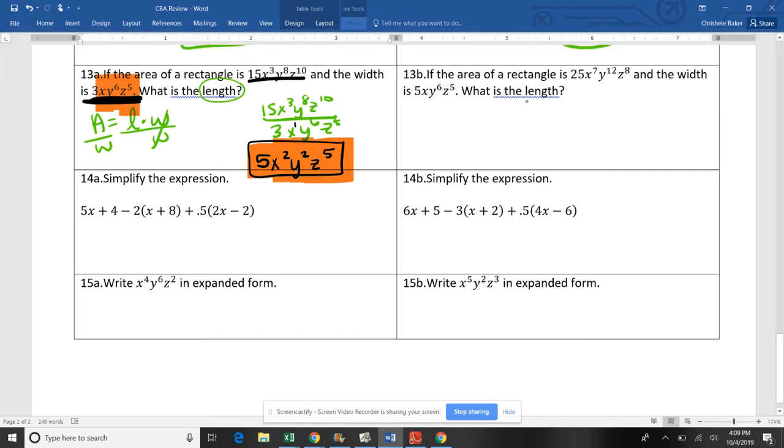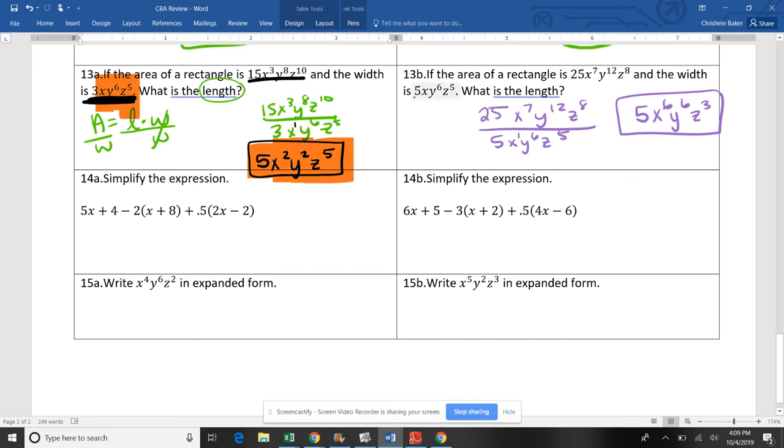So let's look at this one. Again, area is length times width. We're given width, we need length, so we need to divide 25x to the 7th, y to the 12th, z to the 8th, divided by 5x, y to the 6th, z to the 5th. 25 divided by 5 is 5. 7 minus 1 is 6. 12 minus 6 is 6. And 8 minus 5 is 3.